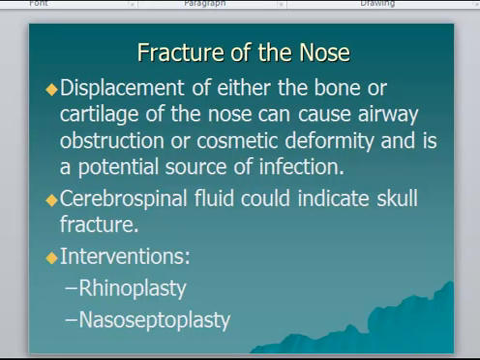The nasoseptoplasty is just a different term because we're basically straightening a deviated septum, and most of the nursing care is the same as for a rhinoplasty. We'll pause here and then we'll go on to epistaxis.